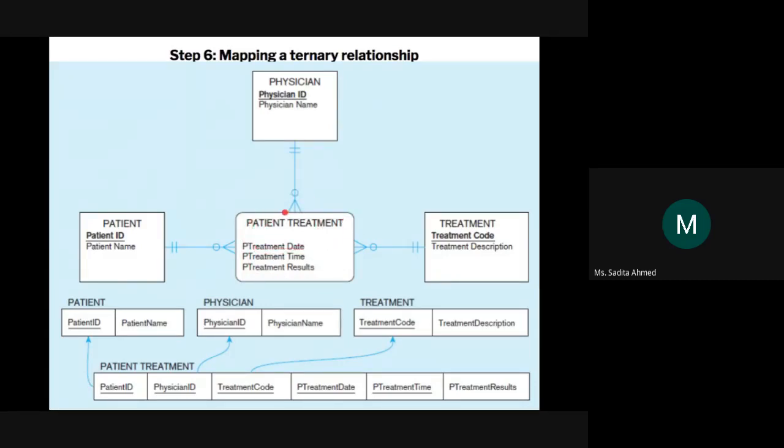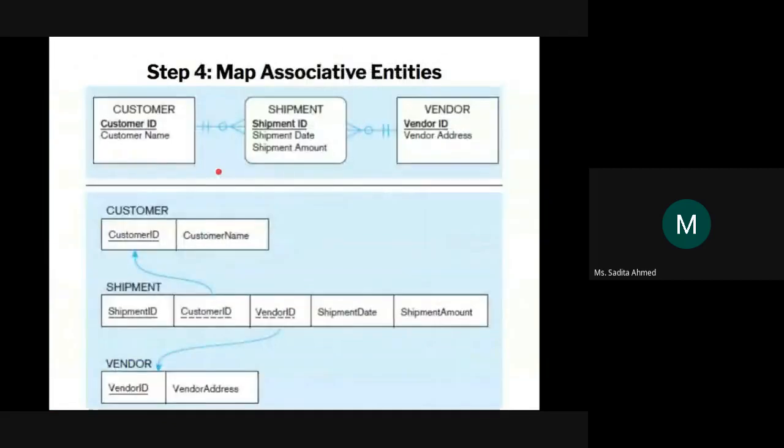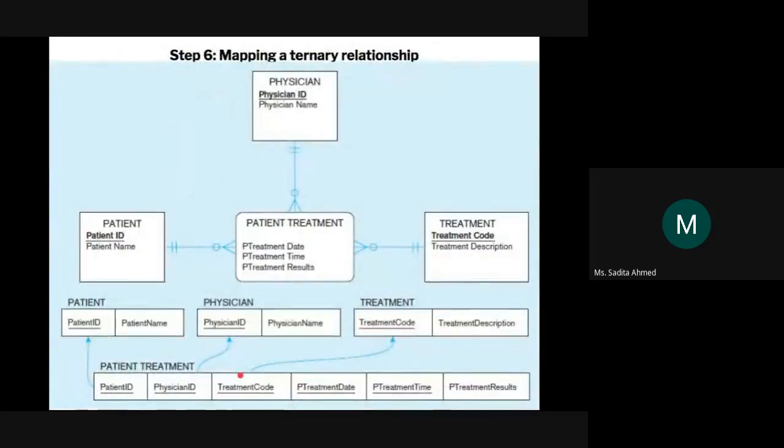So in such a case, what will we do? It's very simple. First of all, patient, physician, treatment. We will treat them differently. Remember what we did before in the case of associative entities? The entities which were being associated, we mapped normally as usual: just the relation and the attributes directly from the entity. First we will do that. First of all, we'll get that out.